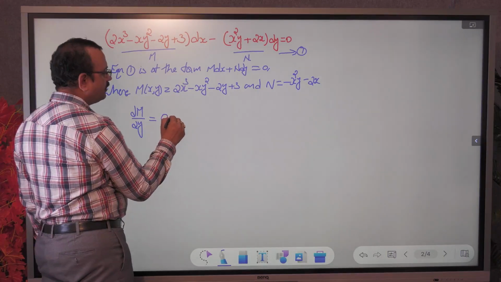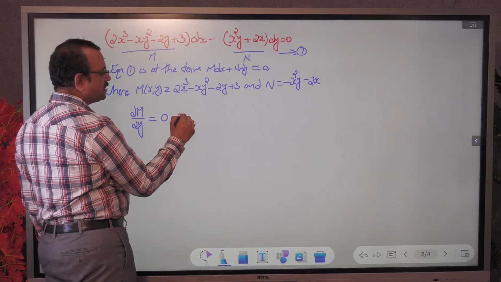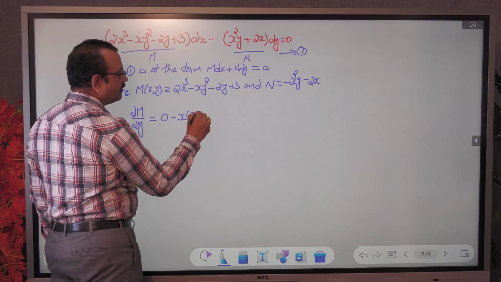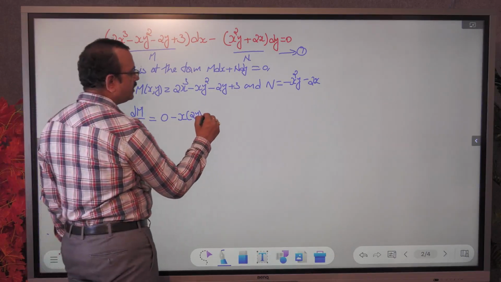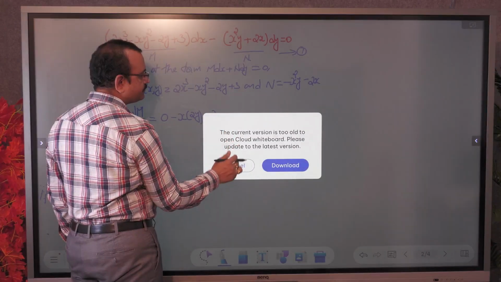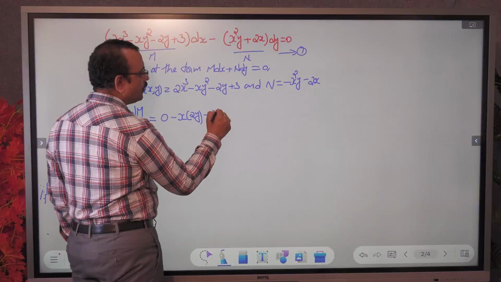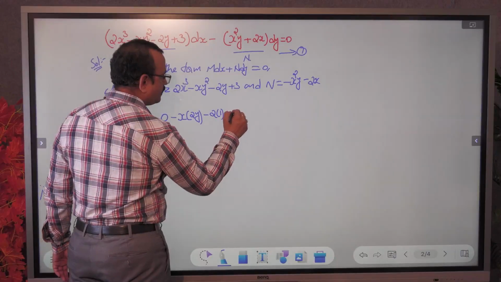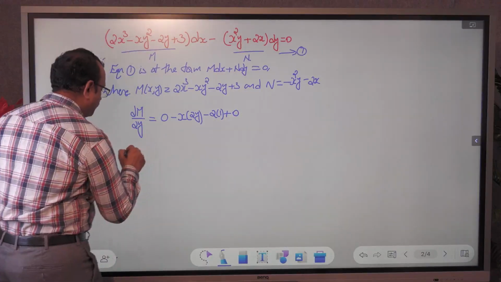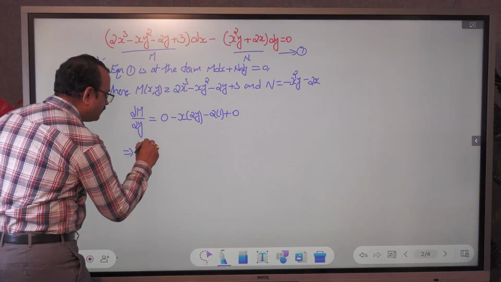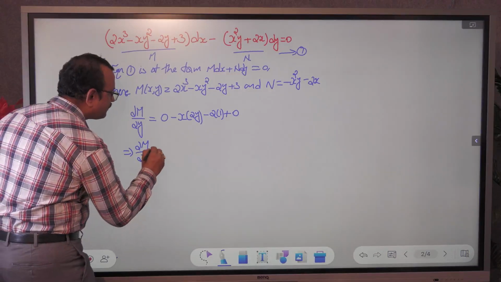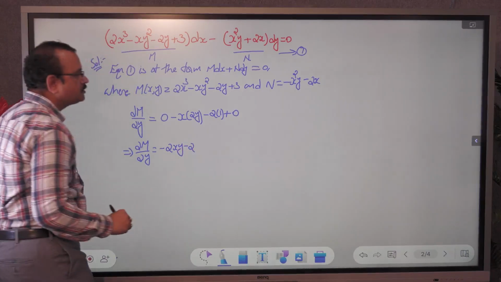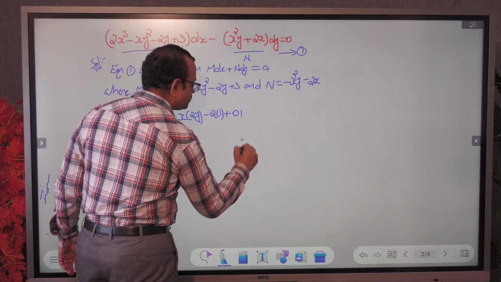The derivative of 2x cube is 0. In the second term also x is a constant, and the derivative of y square is 2y, because we are partially differentiating with respect to y. Then minus 2 into the derivative of y, which is 1, plus the derivative of 3, a constant, which is 0. So finally we get dou M by dou y equal to minus 2xy minus 2.